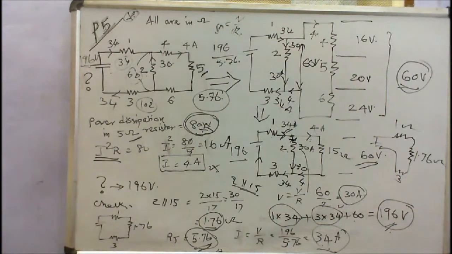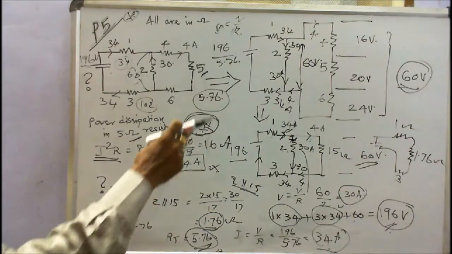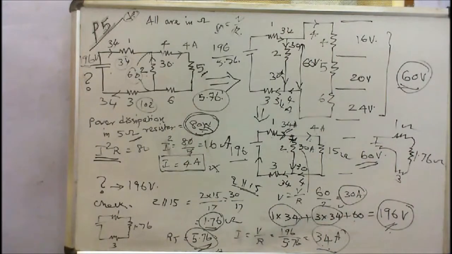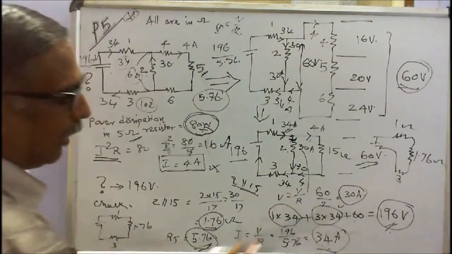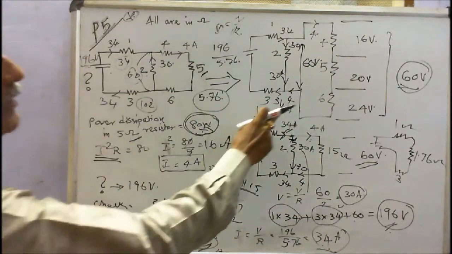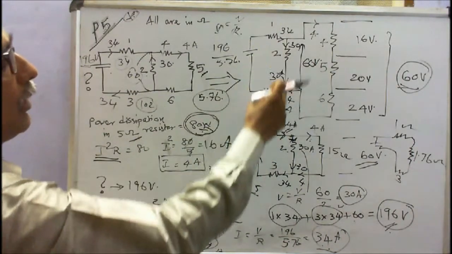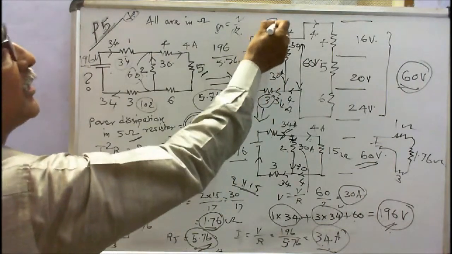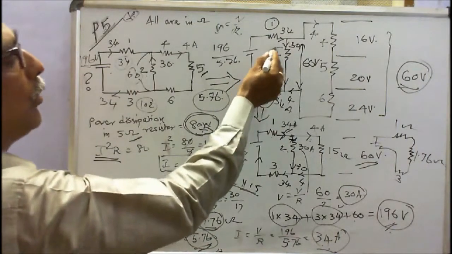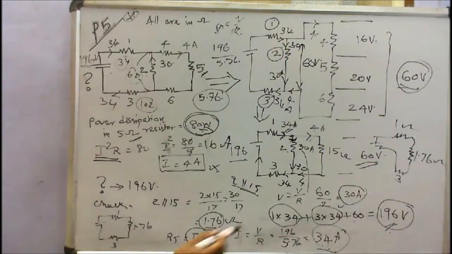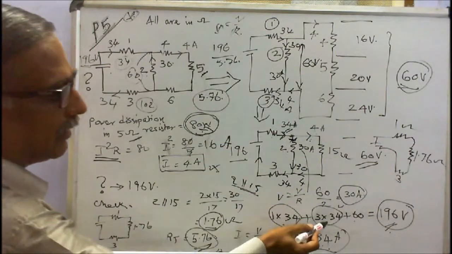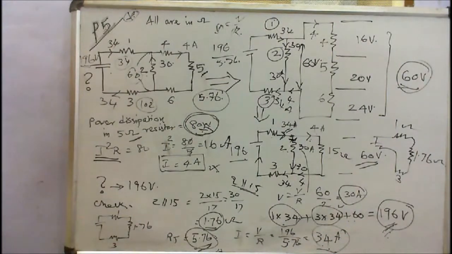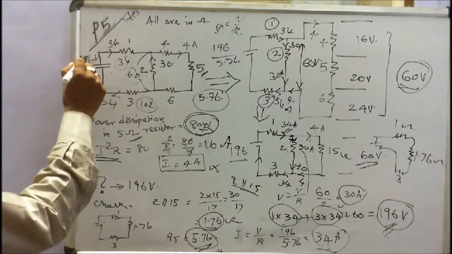The next step is to calculate the supply voltage or source voltage. Here the current I have found is 30, and this is 34. The current through the 3 ohm resistance is also 34, and the 1 ohm resistance is also 34. Here the voltage across the 2 ohm resistance is 60. That is 1 into 34 plus 3 into 34 plus 60. Total voltage is 196. I have calculated the value 196 volts.